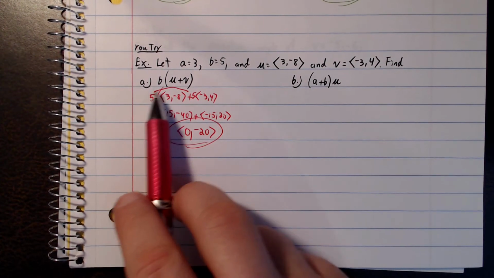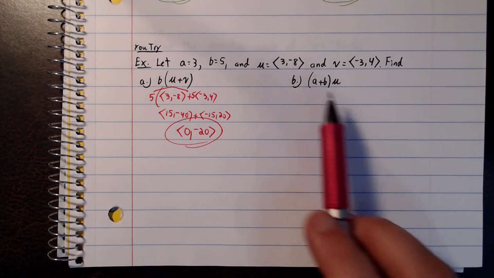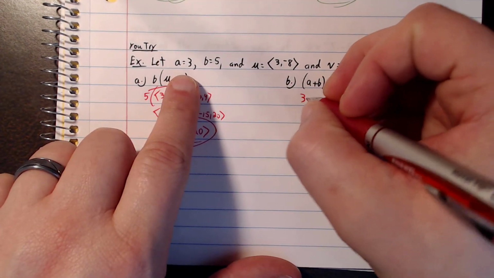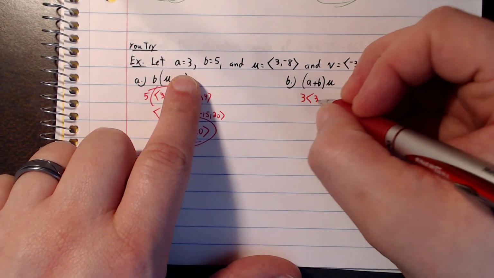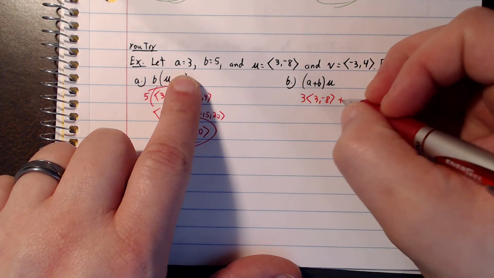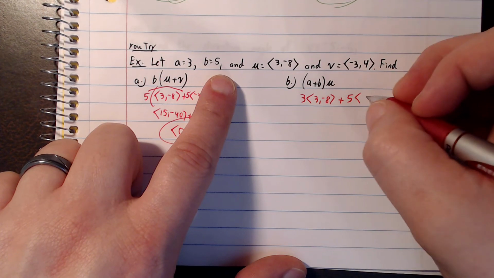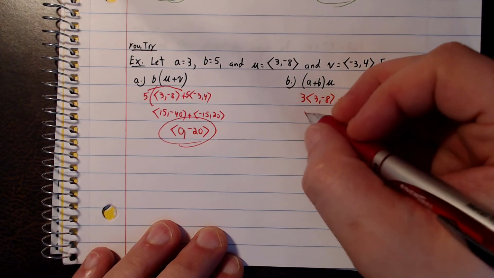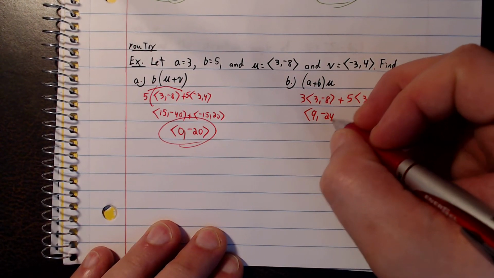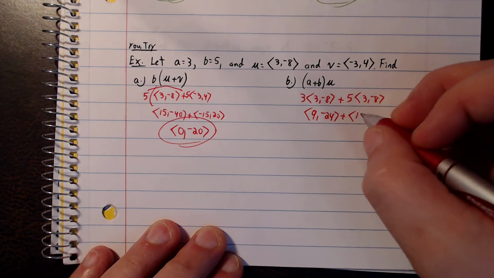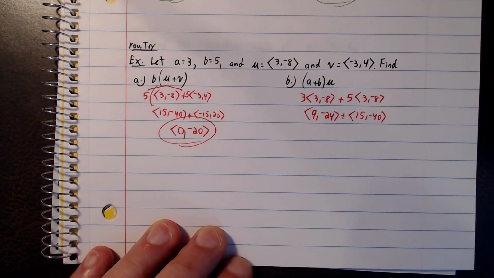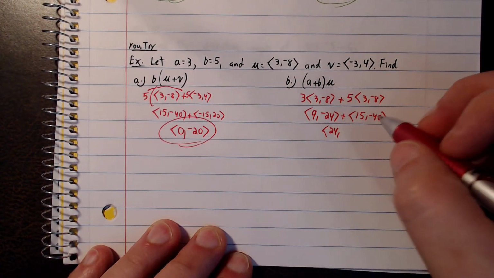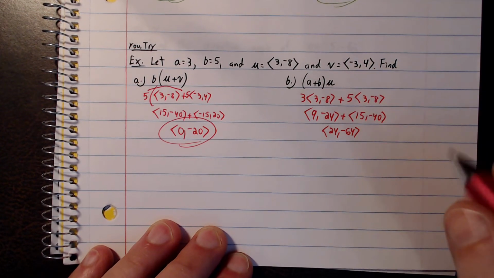Okay, sorry about that distribution at the beginning. Second problem, I'm going to do my distribution right away. I'm going to make sure of that this time. We get a, which is 3, times u, <3, -8>, plus b, which is 5, times u. We distribute this first one, we get <9, -24>. Distribute here, we get <15, -40>. And if we combine 9 and 15, that is 24. Negative 24 and negative 40 is negative 64.